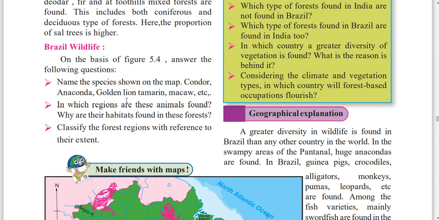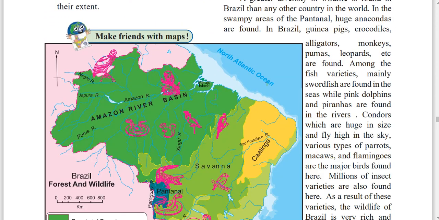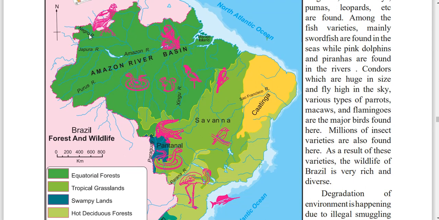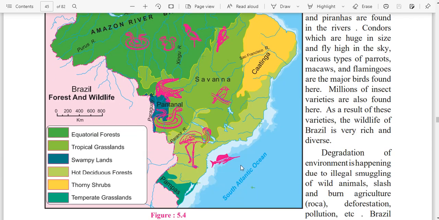Condor, anaconda, golden lion tamarin, macaw, etc. See, some animals are also shown in the map. See, here is a bird, another bird is there, then snake, squirrel, other birds, crocodile, this is another snake, then bird, then this is another bird, a fish is there.